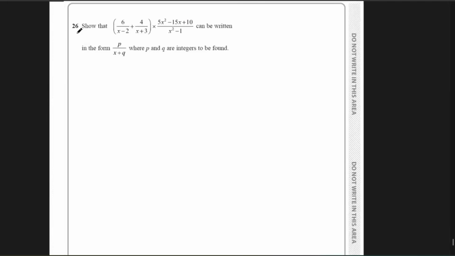Okay. The last question, question 26, show that all of this can be written in the form P over X plus Q, where P and Q are integers to be found. So we need to simplify this. So 6 over x minus 2 plus 4 over x plus 3 times 5x squared minus 15x plus 10 over x squared minus 1.